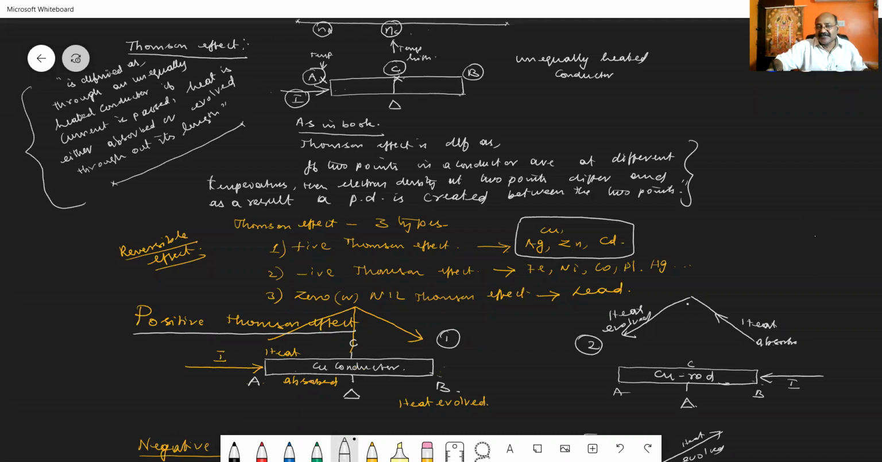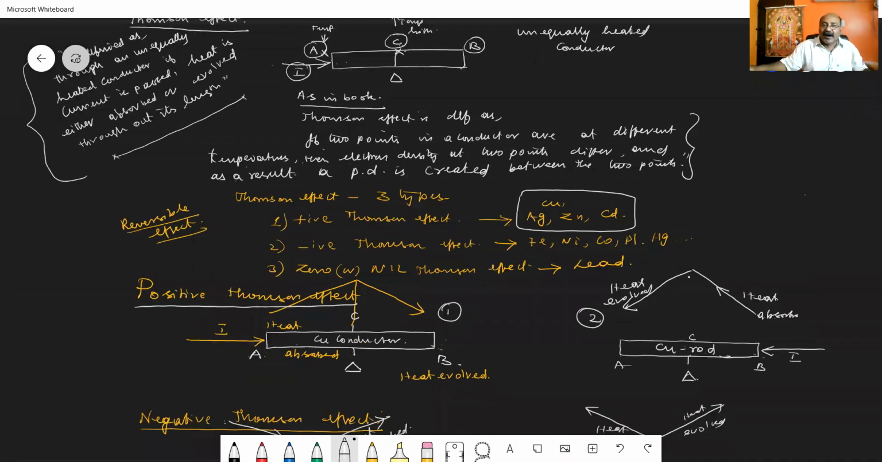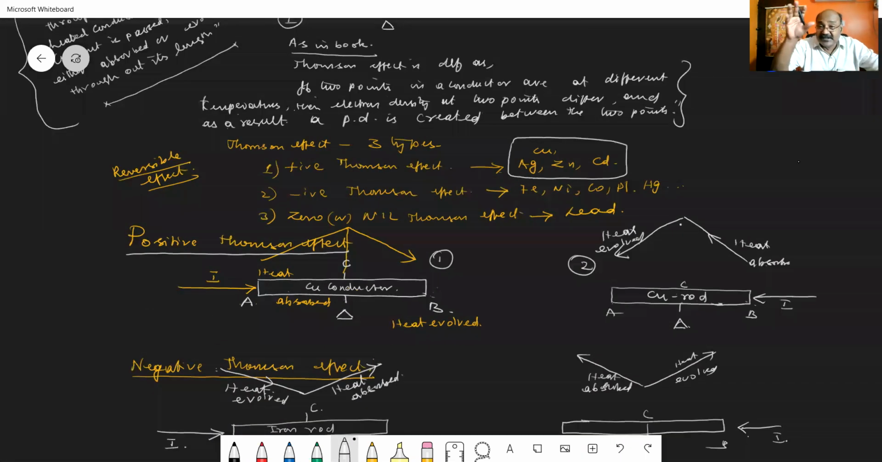So the Thomson effect is defined as: if the 2 points in a conductor are at different temperatures, then the electron density at the 2 points differs, and because of that, a potential difference or an EMF is created between the 2 points. When you are taking that Thomson effect, there are 3 types available. One is called the positive Thomson effect. The second one is called the negative Thomson effect.